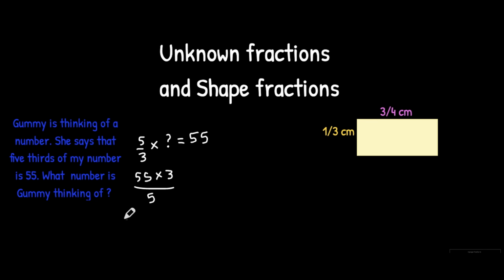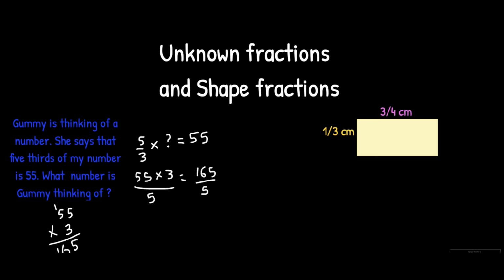All right, let's work it out. What's 55 times 3? It's always important to work out your sums. 3 times 5 is 15. I put a 5 there, carry a 1. 3 times 5 is 15 again, add that 1. That means it's 165. We put our 165 there, but we're not done. We're going to say divided by 5.